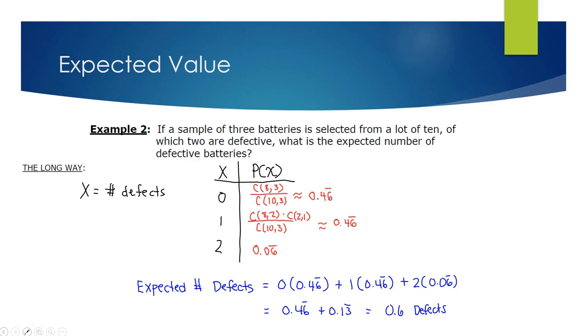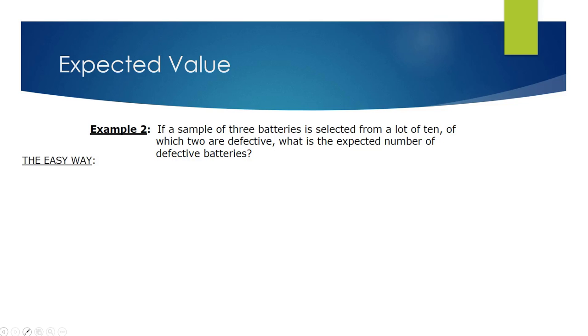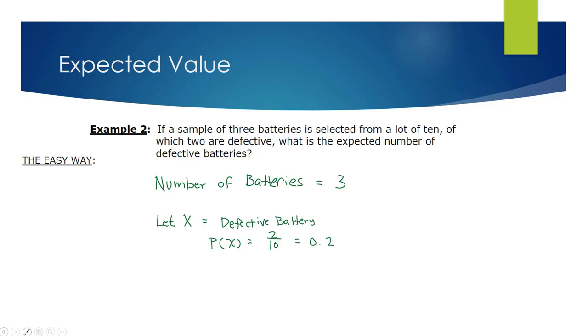Now, the short way for this particular circumstance depends on the context you have. The previous one is what you have to do most of the time. For this one, if you look at it, I'm choosing 3 batteries, and I know that 2 out of 10, or 0.2 of them, are defective. So if I have 3 batteries times my probability of 0.2, I do get 0.6. So that's another way to come up with the expected value: I know how many batteries I'm choosing, and I know on average what the probability of getting a defective battery is.